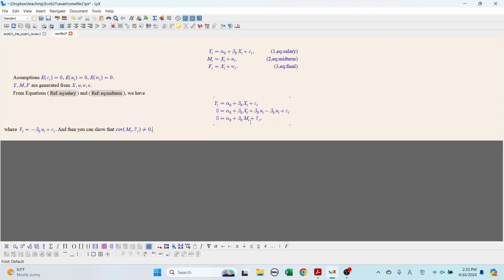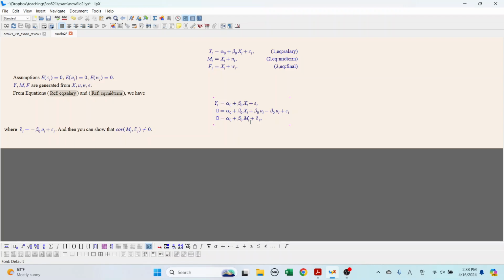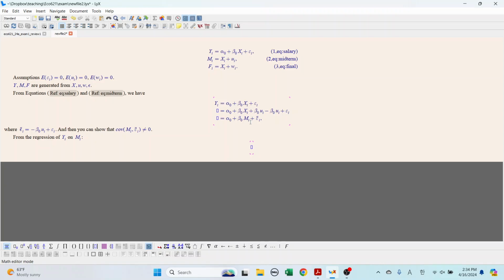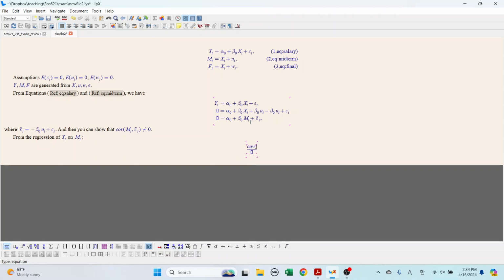Or you may start directly from the regression of y on m. That is, we want to study the bias by this.